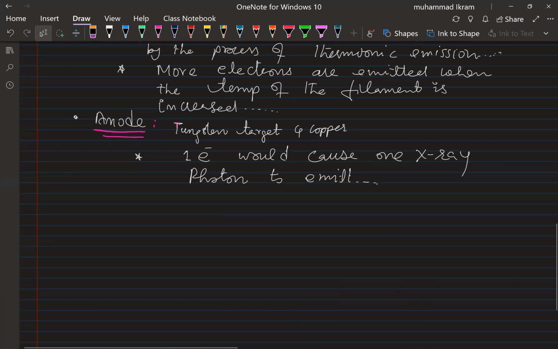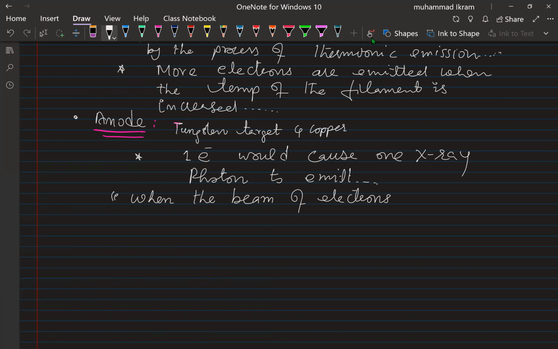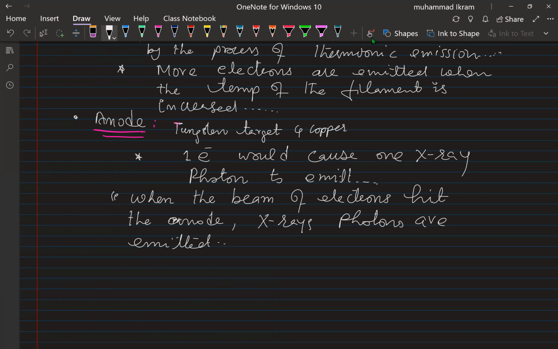That is, when the beam of electrons hits the metal surface, hits the anode, X-ray photons are emitted. And this is what I told you, right?